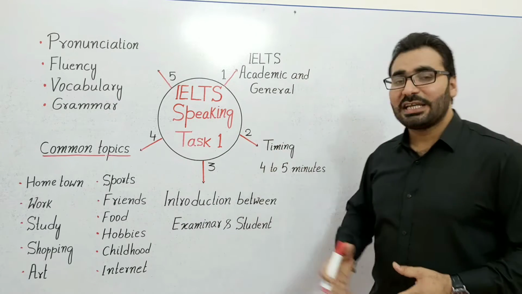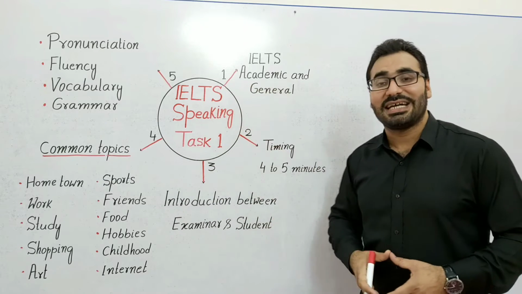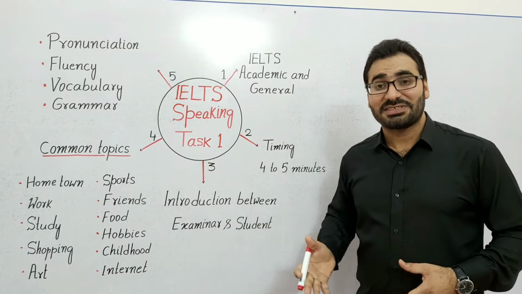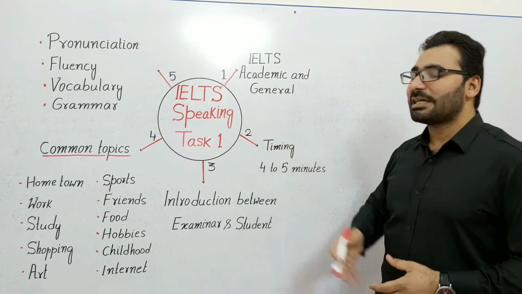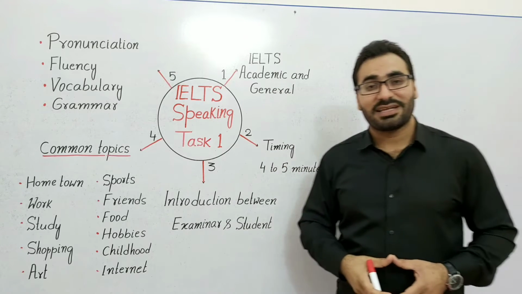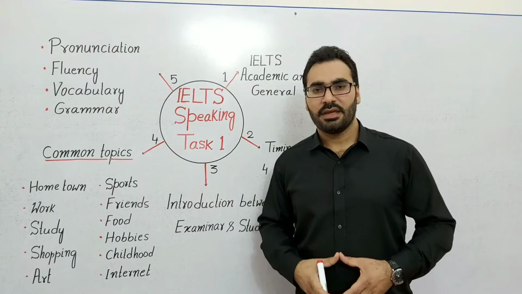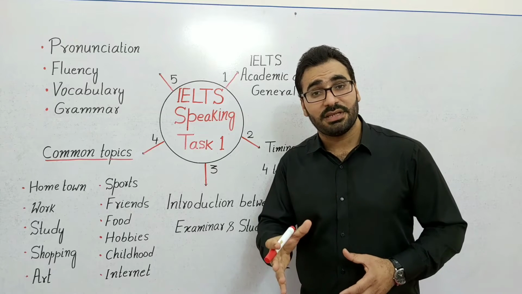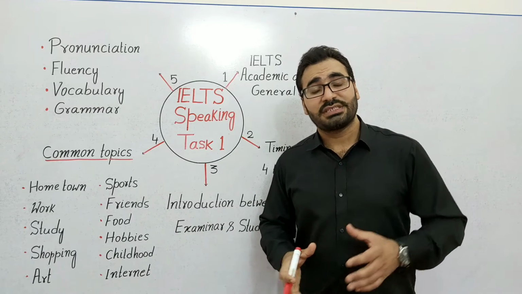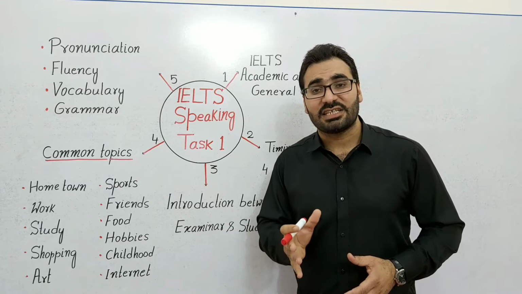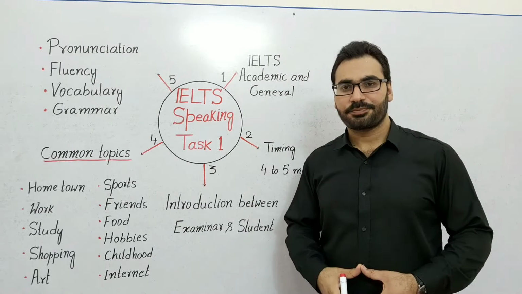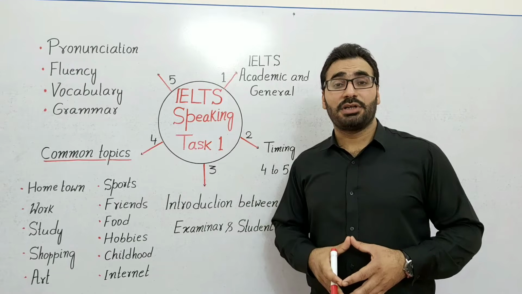For this very purpose, I have drawn this diagram on the board with 5 most important steps. So let's start with step number 1. Our step number 1 is IELTS Academic and IELTS General. The IELTS Speaking part 1 will be for both who are looking for IELTS Academic or IELTS General. For example, if you want to take IELTS Academic or IELTS General, it will be the same test with the same questions.